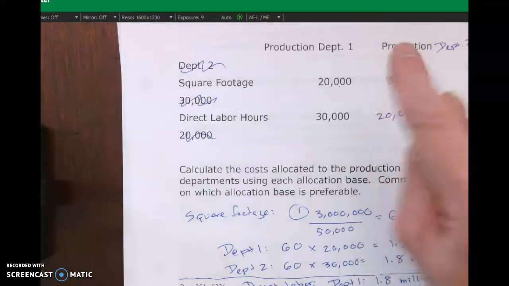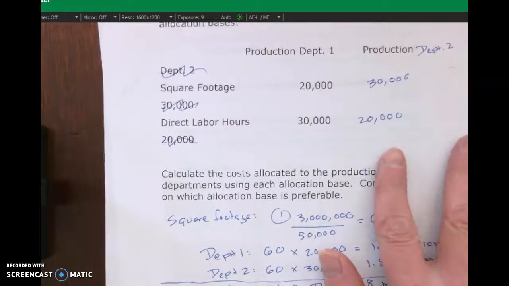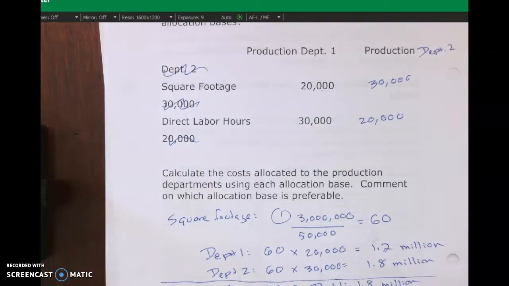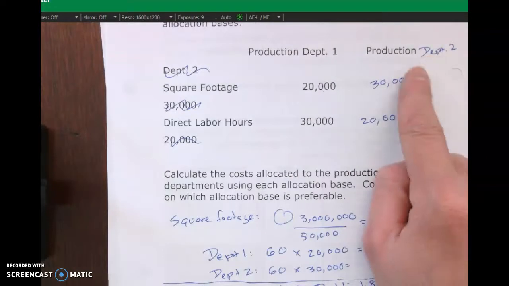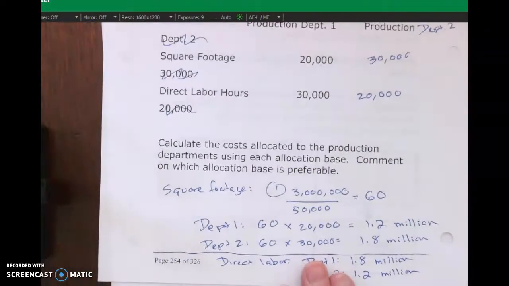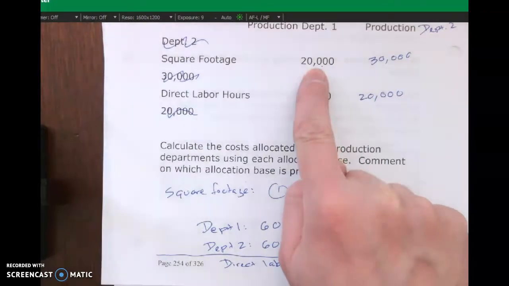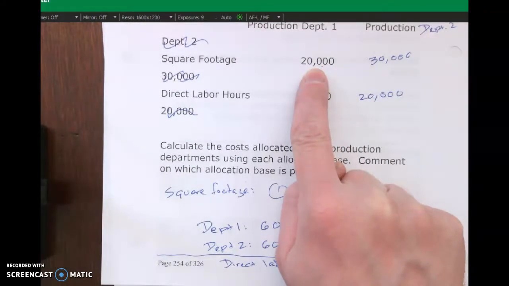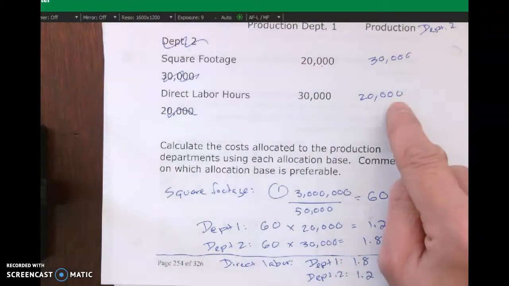The other thing to think about is that cost allocation like this serves as a real backdrop for political motivations. And this is what can be very interesting. Let's say you're a cost accountant and you're sitting in a meeting with the manager of Department 1 and the manager of Department 2. What cost allocation base do you think Department 1 is going to argue for? They're going to say square footage. Why? Because they get less cost. Which allocation base do you think Department 2 is going to argue for? Direct labor hours. Why? They get less cost.